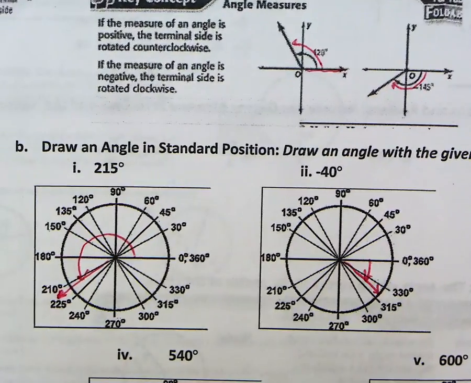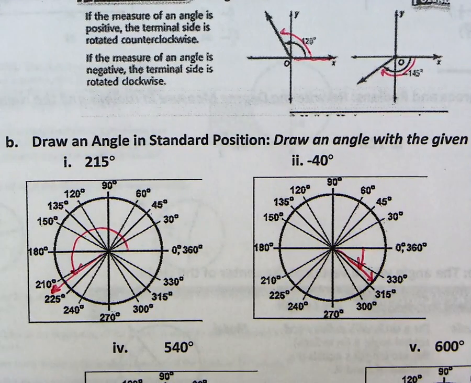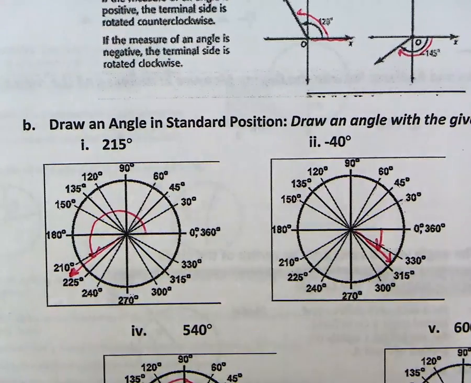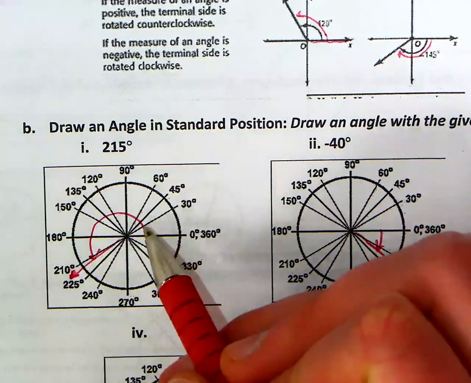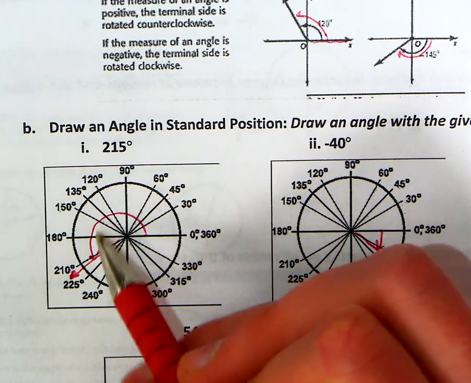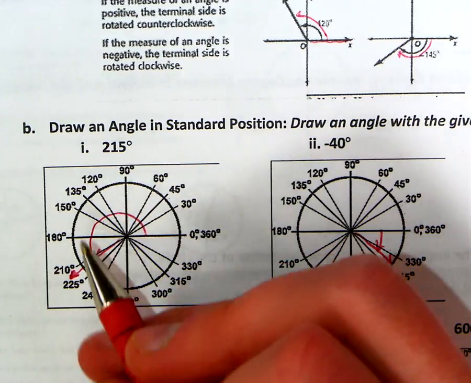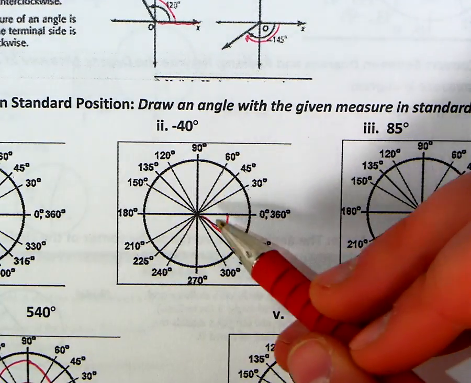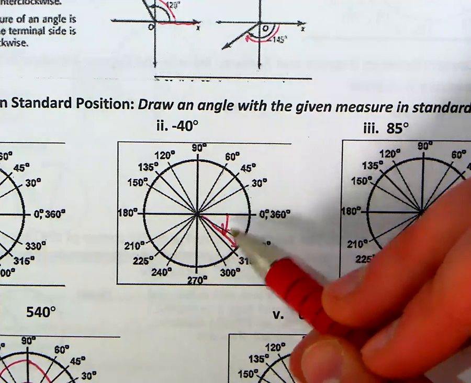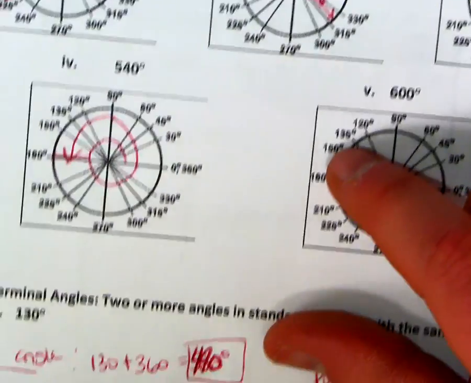Our first skills concept is, can you just draw an angle in standard position? So draw the angle 215. If you notice in the red, here's where 215 is, and then you're just drawing your angle there. And we know it's positive, so we're going up and to the left first, counterclockwise. Negative 40. So here's negative 40, and you're going down to the right.